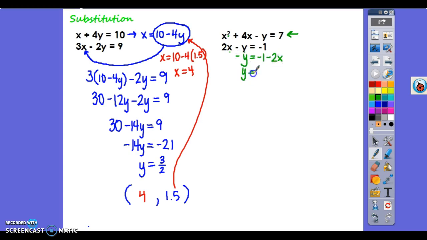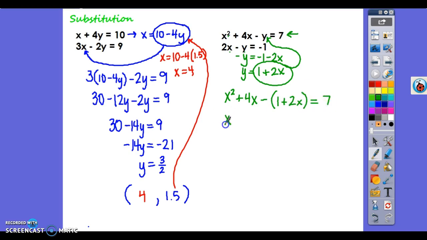Divide that negative out of there. And now for the substitution. So I'm going to take this, and this time I'm going to substitute it into the other, always the other equation for y. And I've got x squared plus 4x. Use parentheses. That's a good idea, especially when that minus sign is there, because that's going to distribute.